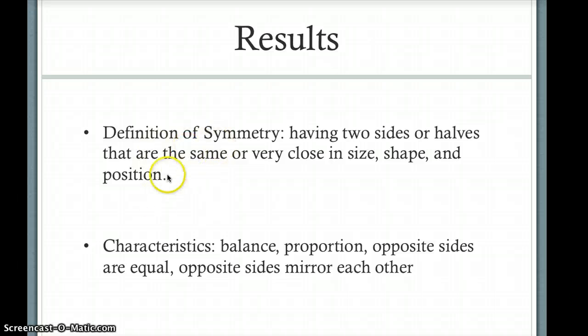Now, this is what you would probably consider a dictionary definition. So we would probably have a little bit more student-friendly definition for the class. Now, characteristics, things we're looking for in objects that are symmetrical. Words we might want to write down that come to mind when we think of symmetry are balance, proportion, opposite sides are equal, opposite sides mirror each other. Any of these terms or phrases would work in terms of understanding what is symmetry and what makes something symmetrical.